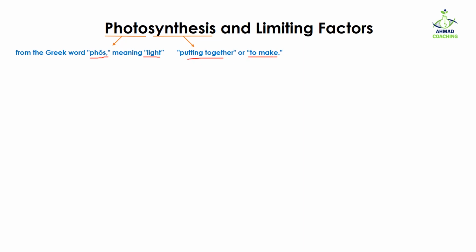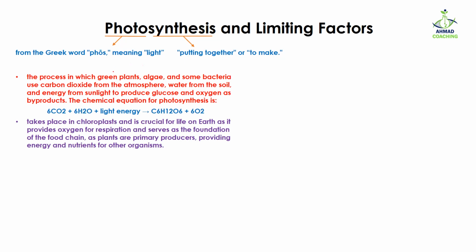So photosynthesis is a process in which green plants, algae, or some bacteria use carbon dioxide from the atmosphere, water from the soil, and energy from the sunlight to produce glucose and oxygen as a byproduct. So it means that in the presence of light, they are putting together water and carbon dioxide to make byproducts. That's why we call this process photosynthesis.